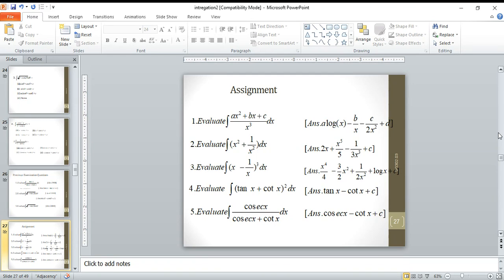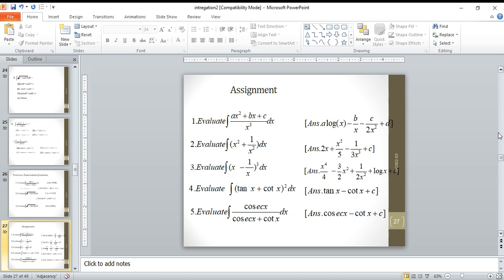Divide every term with x cube. Then evaluate integration x square plus 1 by x square into dx. Evaluate integration x minus 1 by x whole cube dx. Evaluate integration tan x plus cot x whole square dx. Evaluate integration cosec x by cosec x plus cot x dx.